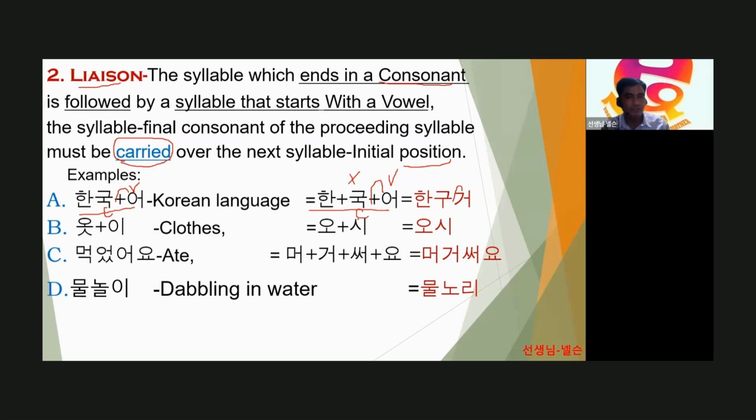Okay, nag-liaison kasi yung giyok saka yung o, nag-merge sila. So therefore, the correct pronunciation is Hangugo. Hangugo meaning Korean language. Okay? So number 2, clots, hot.